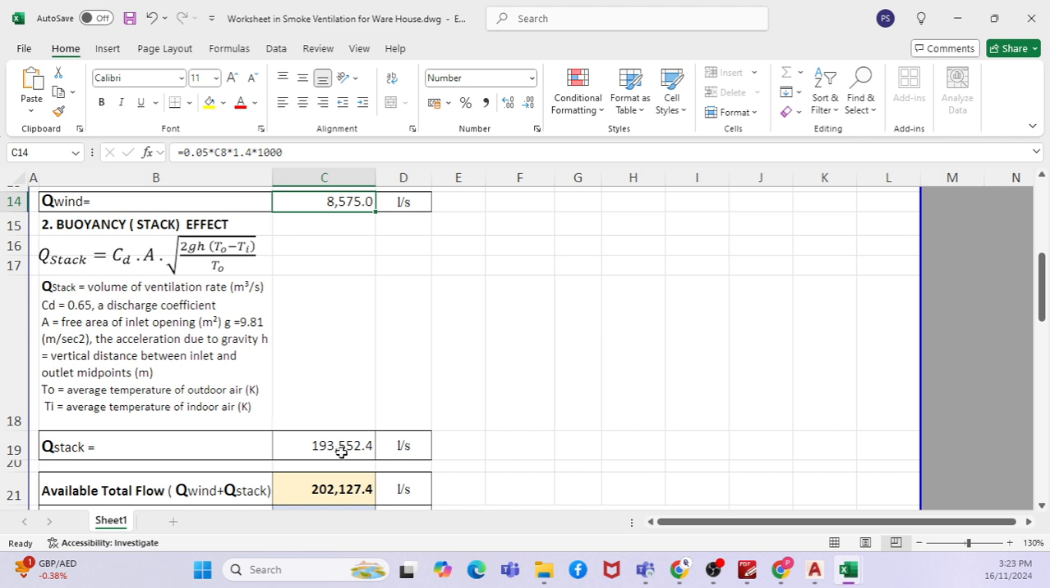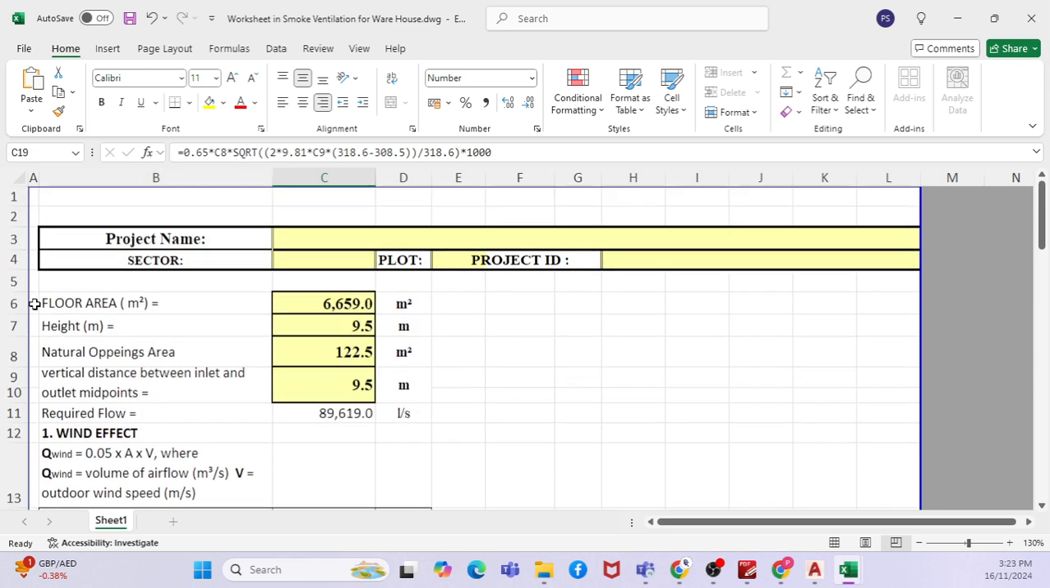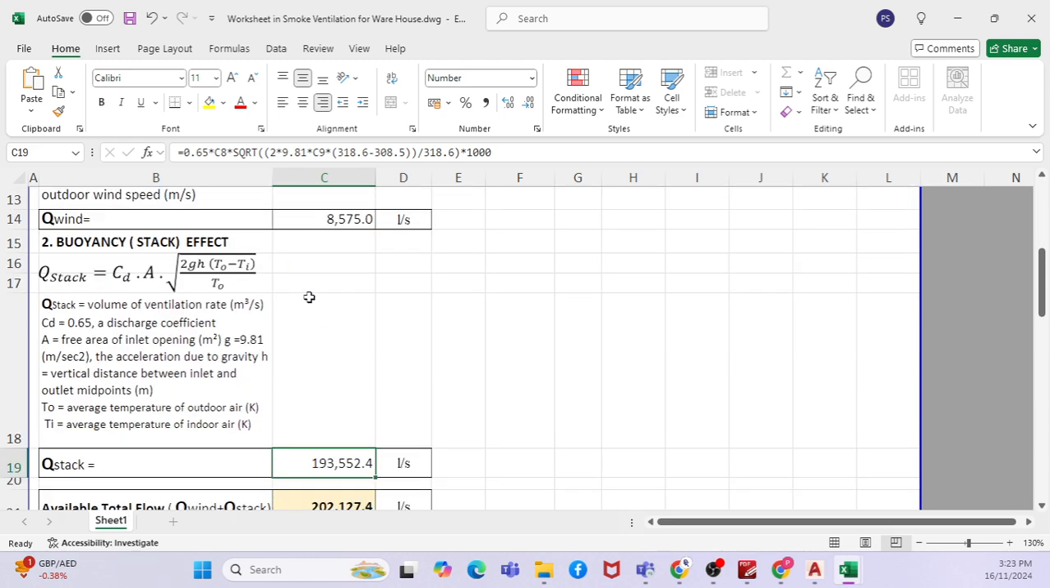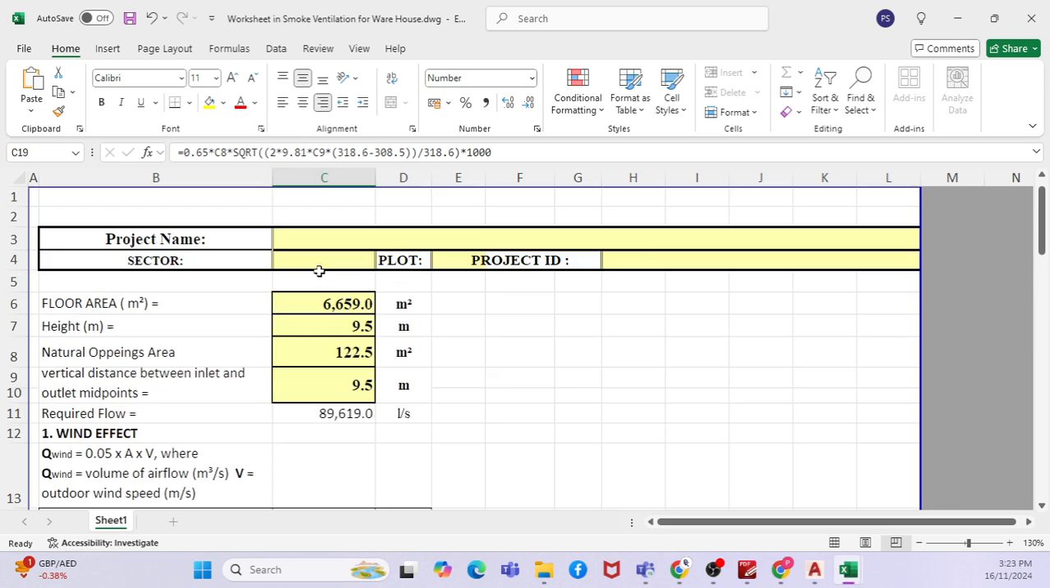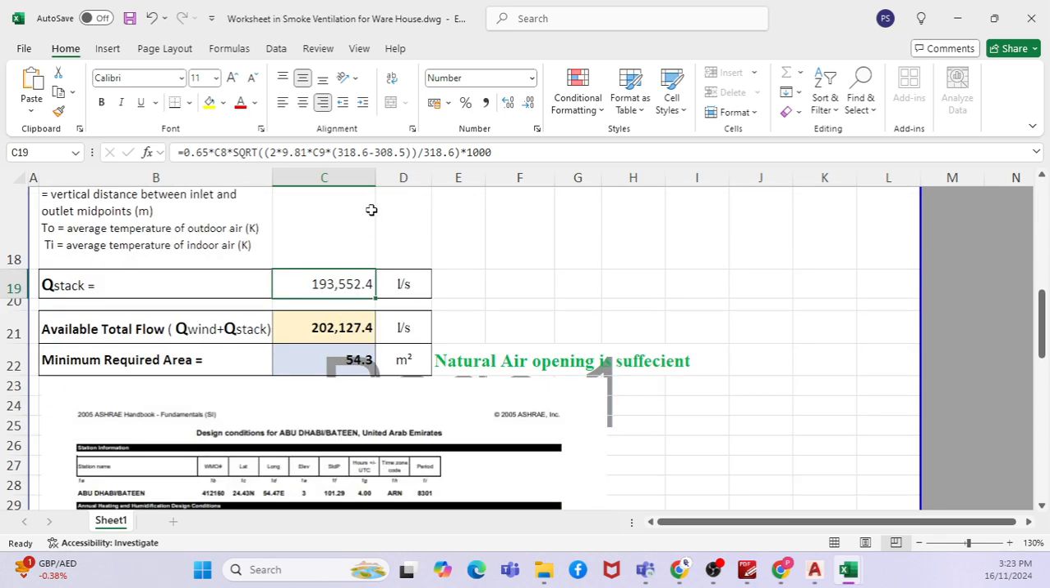So if you calculate here, you take 0.65, multiplied by the area, C8, the natural air openings, then square root of 2 multiplied by 9.81 multiplied by the height, C9, the vertical distance 9.5, and multiplied by the temperature difference, this is in Kelvin basically, like 318.6, which is ambient temperature minus internal temperature. Based on this equation you will get the total airflow rate by means of stack.